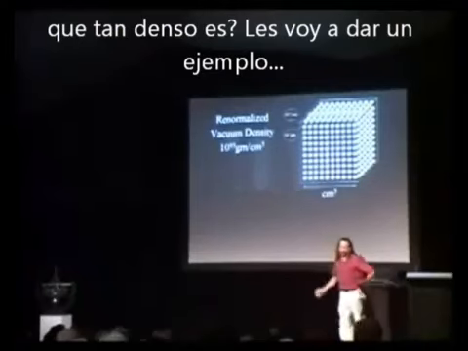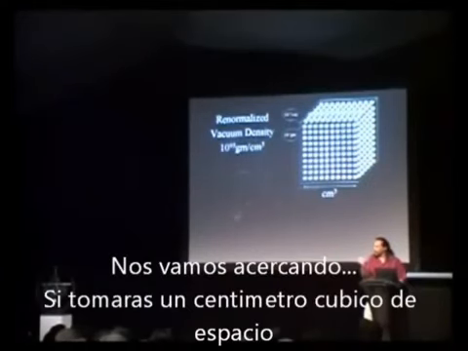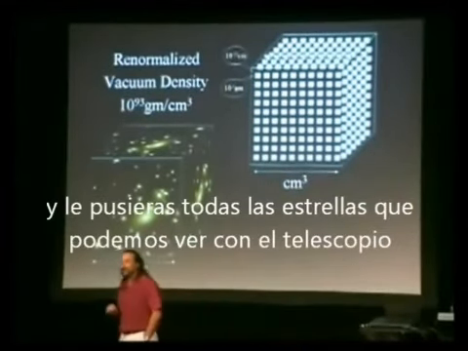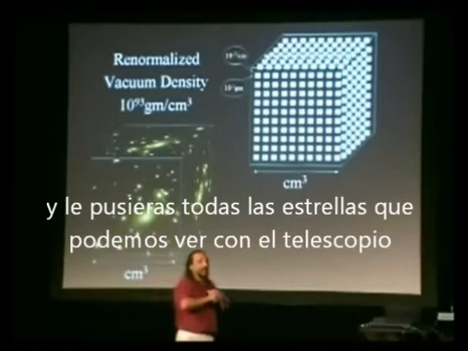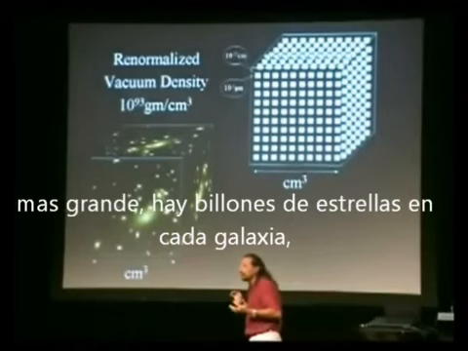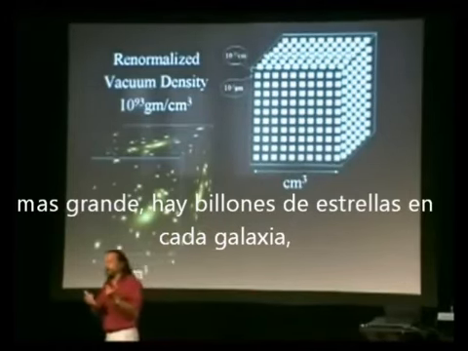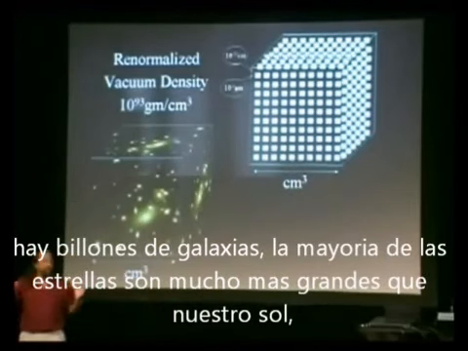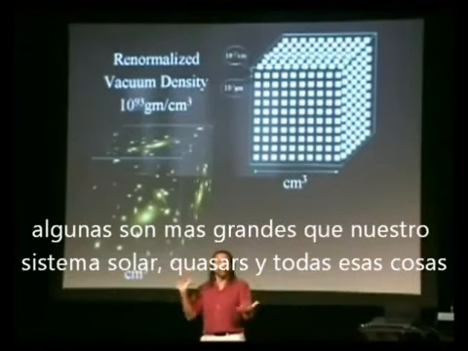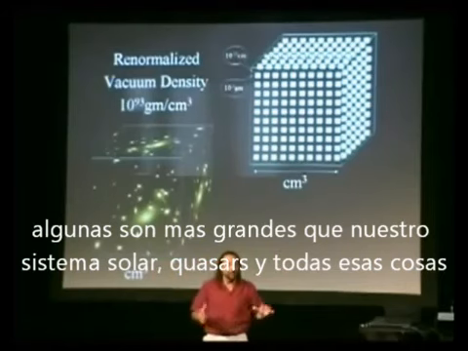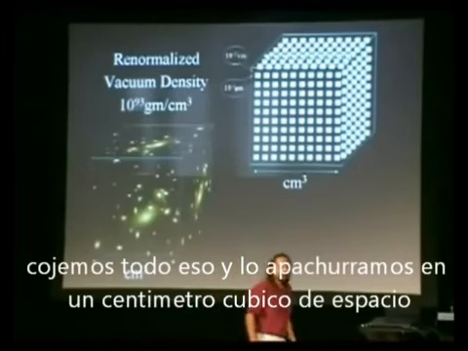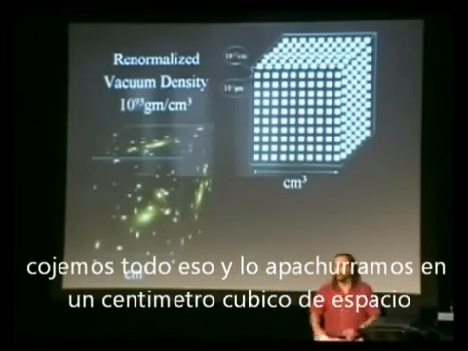So how dense is that? Let me give you an example. Yeah, I'm getting there. If you take a centimeter cube of space and you were to take all the stars in the universe we see with the largest telescope, billions of stars, right? There's billions of stars per galaxy. There's billions of galaxies. Most stars are much larger than our sun. Some of them are larger than our solar system. And we grab those, like quasars and stuff, and we grab all that stuff. We squash it all into a centimeter cube of space with a huge trash compactor or something.